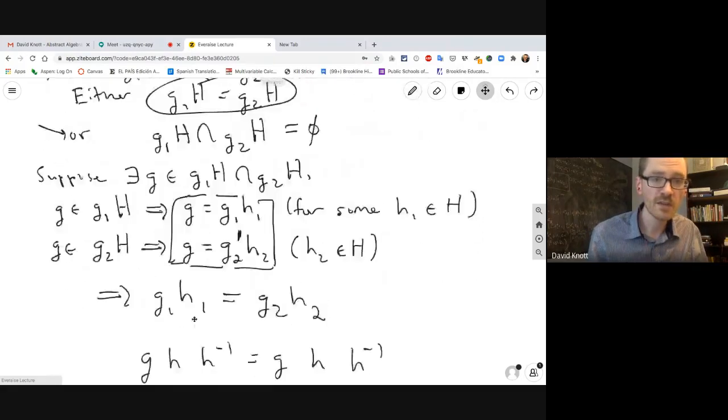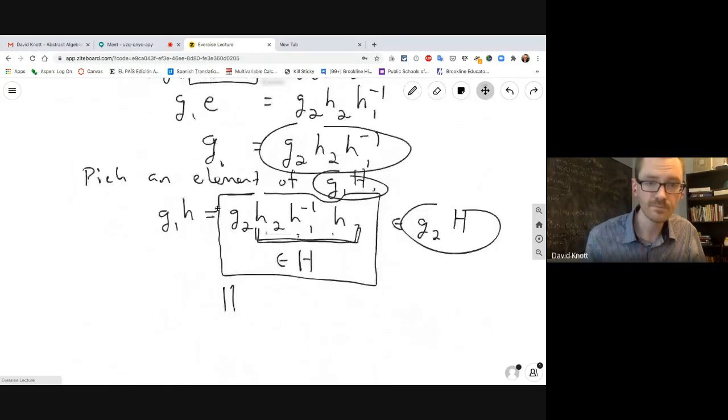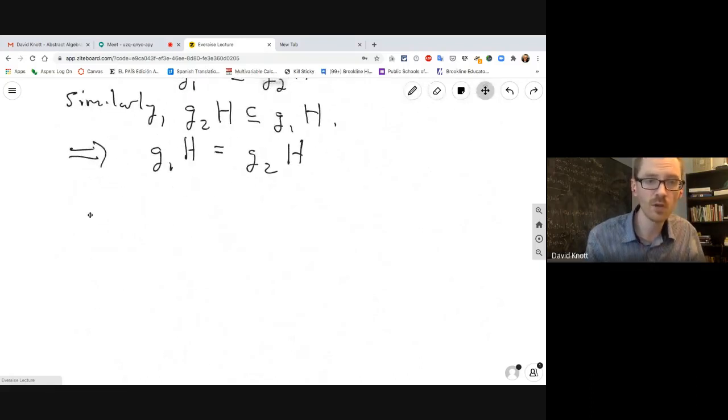Now, the second lemma that I needed to prove Lagrange's theorem is that every coset has the same number of elements. It has, in fact, order of H elements. However many elements are in H, that's the number of elements total, okay? And that's actually a lot easier to prove. And so let's just prove that. So basically what you need to do is the following.